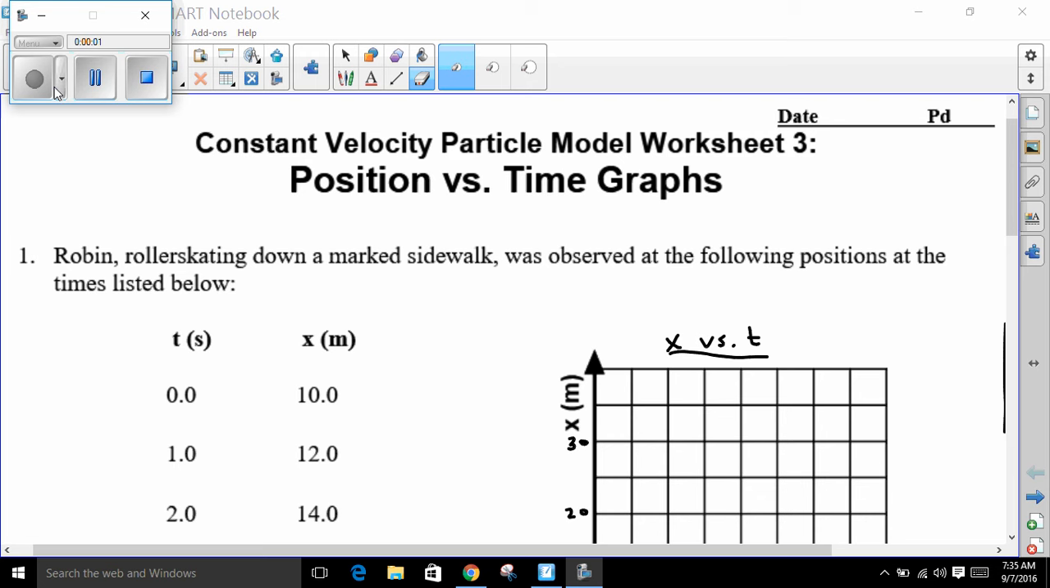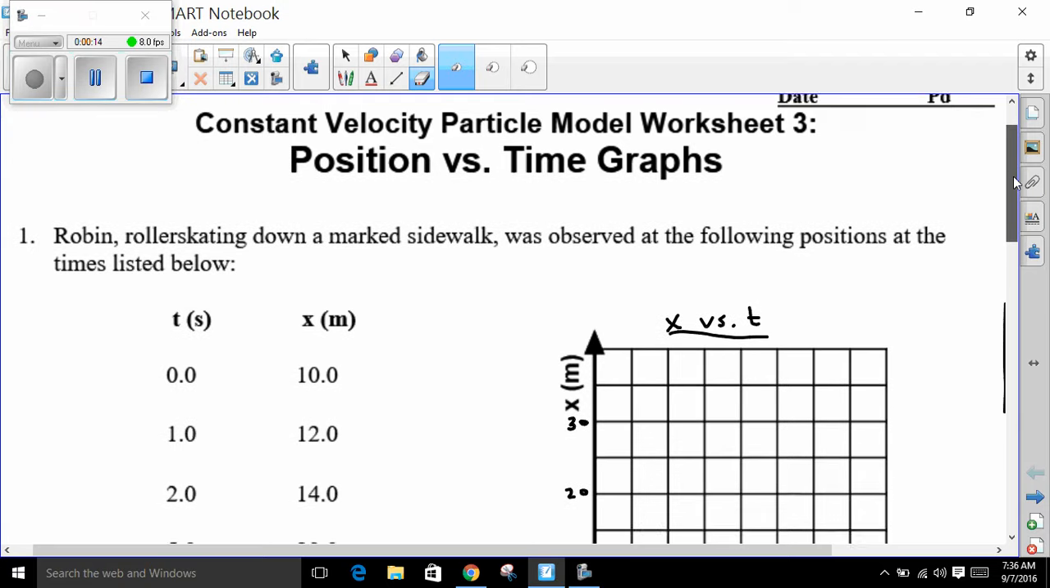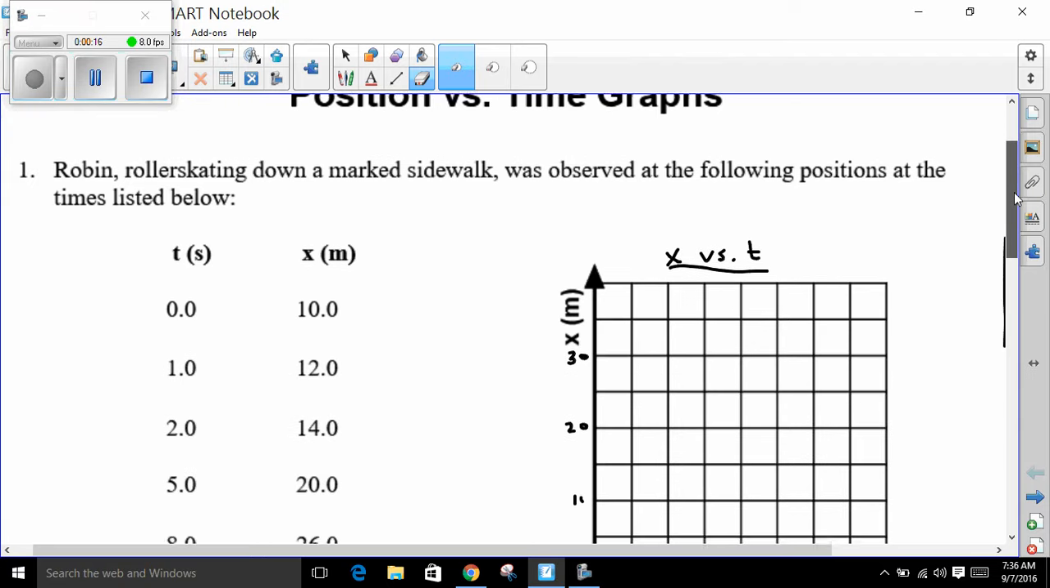This is the discussion of discussion set 3, position versus time graphs. Please check your own work while I go through the problems in the video. In our first problem, we've got a roller skater observed at the following positions and times.